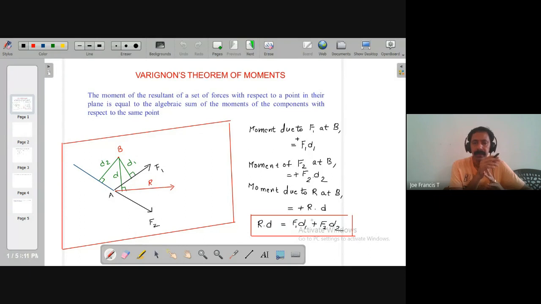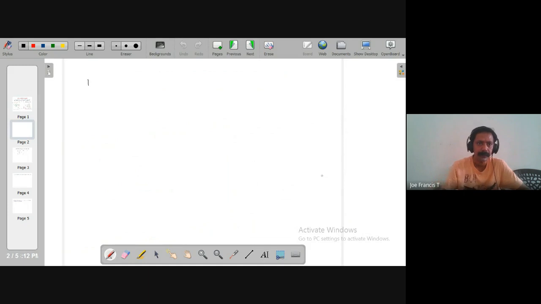Next, what we need to do is we need to have a proof for this Varignon's theorem. So today we shall discuss a proof for Varignon's theorem. So I'll go to the next page. So for a proof for this, I'll write proof for Varignon's theorem.